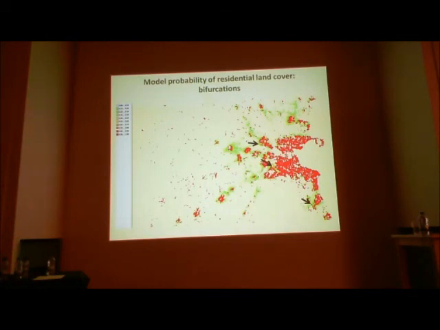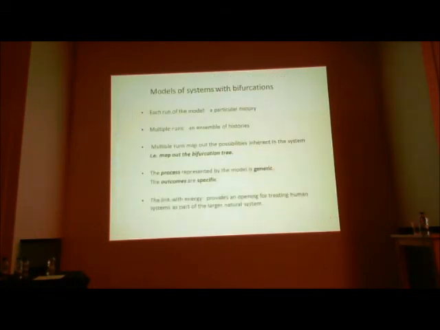So here's a summation of the properties of these models of systems with bifurcations, which many of our models do have, whether we look for them or not. Each run of the model gives you a particular history. You get multiple runs and you get an ensemble of histories. These multiple runs then map out the possibilities. They in effect give you the map of your system. And the process that the model embodies is generic. The particular outcomes are specific.